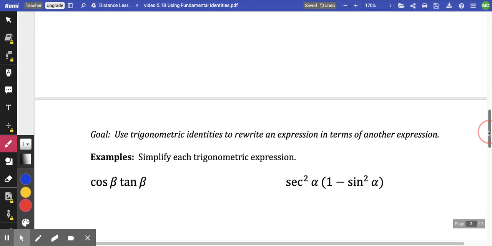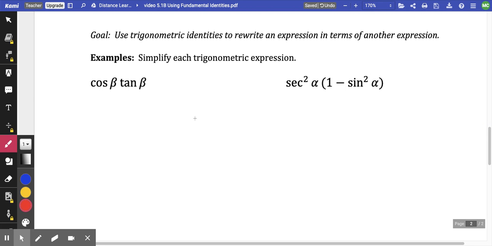Okay, so what we're going to be doing today, our goal, is to use these trigonometric identities to rewrite an expression in terms of another expression. Now, you do have to have those trigonometric identities memorized. If they aren't in your head, you're going to have a hard time seeing what you can do. So the more familiar you are with them and the stronger your understanding is of those, the better you're going to be at manipulating these trig expressions here.